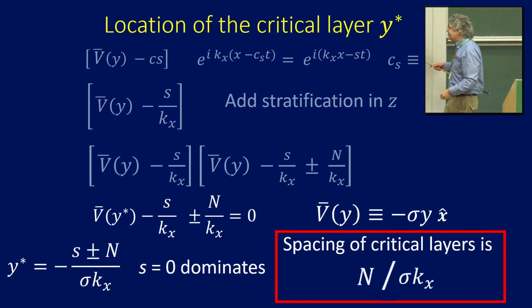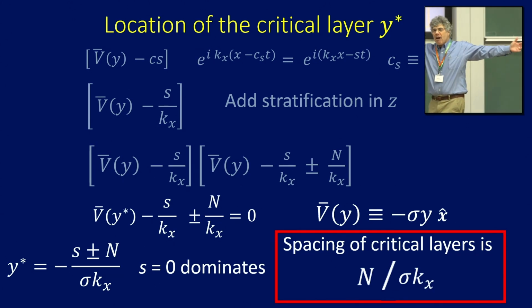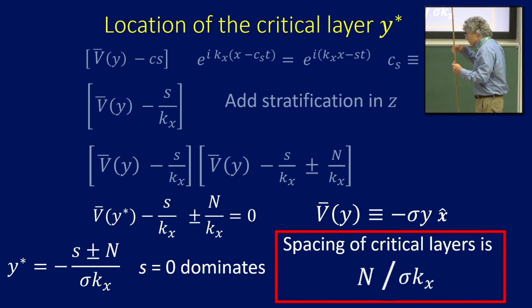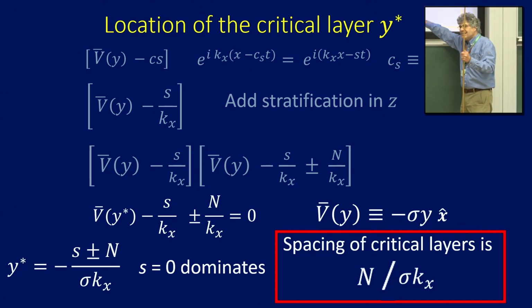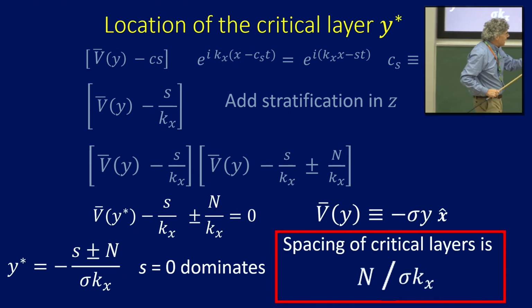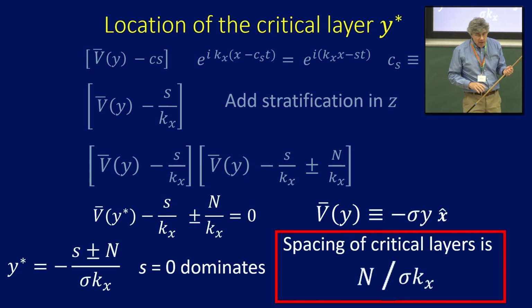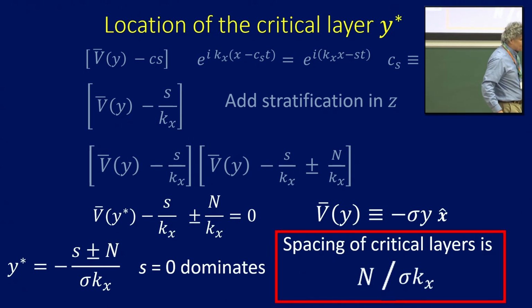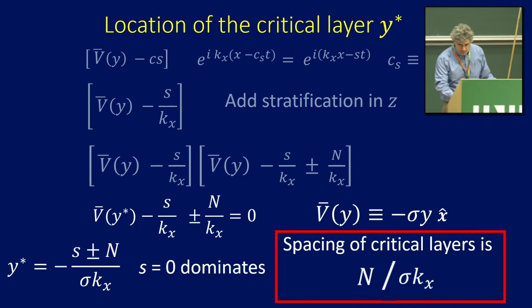So what this says is that y star is N over sigma kx, but this is a periodic system, there's no origin. And it's self-similar. What this really means is that you're not going to get one y where there's a critical layer. You're going to get an infinite number of y's, those latitudes, or radii of my disk. And the spacing between critical layers is going to be the Brunt-Väisälä frequency divided by the local shear, which again I'm assuming constant here, times the wave number in the x direction of the perturbation that I'm looking at.